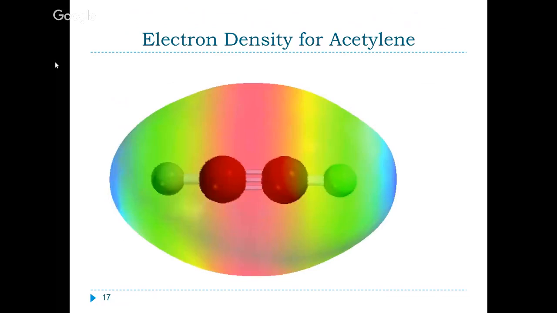Looking at the electron density, we of course see it's nice and hot there between the two carbon atoms because that is where the electron density is, both above and below, around to the outside, and of course in the middle. So that's where all of our electrons are focused.